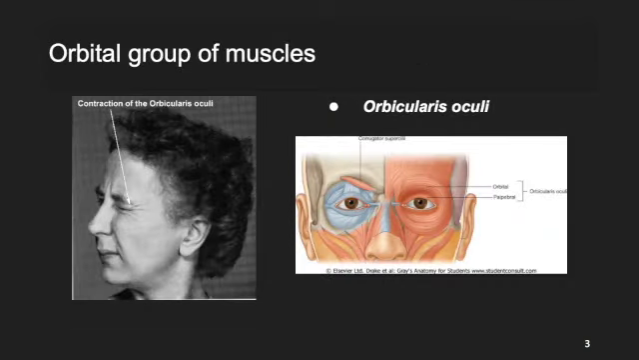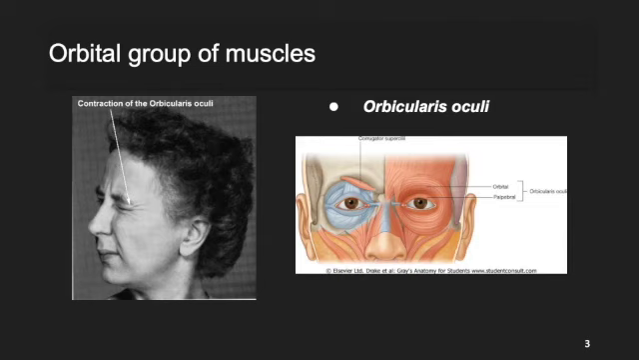So looking at the orbital group of muscles, what we're looking at here are obviously all of the muscles that surround our eye. They allow our eye to close. Obviously, closing our eye is a very large function, and it has a lot of applicability to things like wetting our eyeballs or making sure that nothing is flying into our eye, like a fly or a stick or something other that we really don't want in our eye.